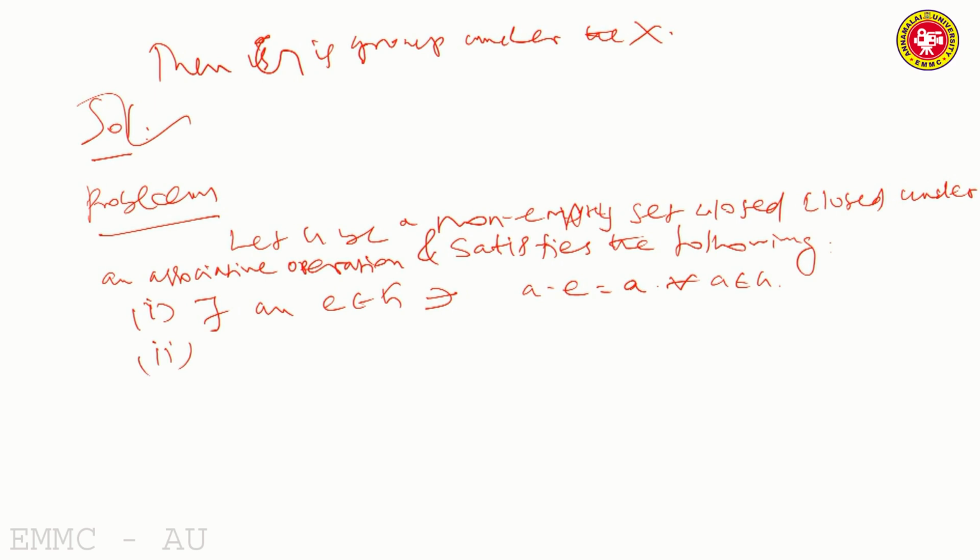Next property, for a given A in G, there exists an element Y in G such that A dot Y is equal to identity E, then G is a group under this product.